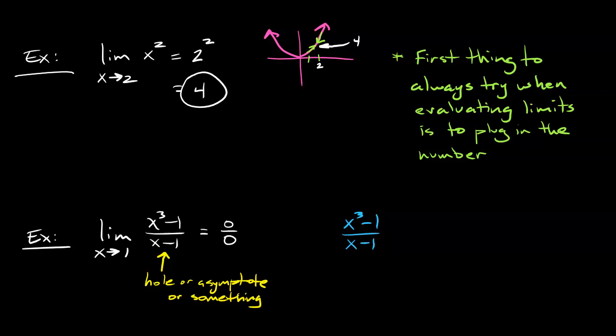So the top is called the difference of cubes. And it would factor into x minus 1 times x squared plus 1x plus 1 squared.